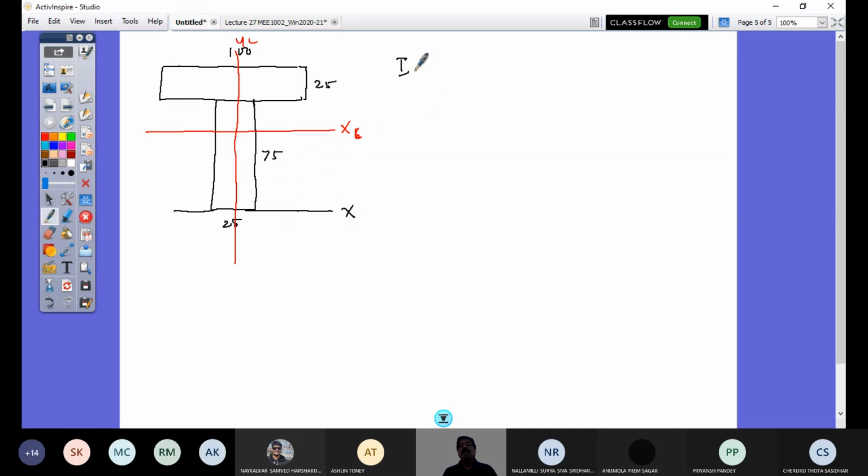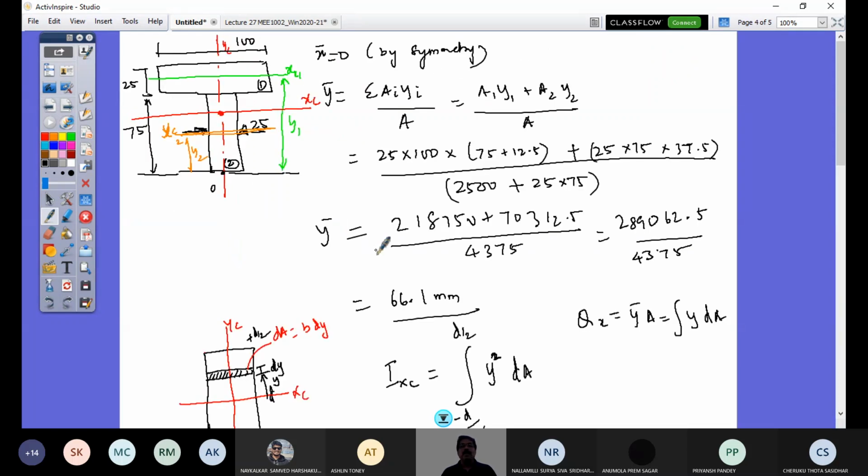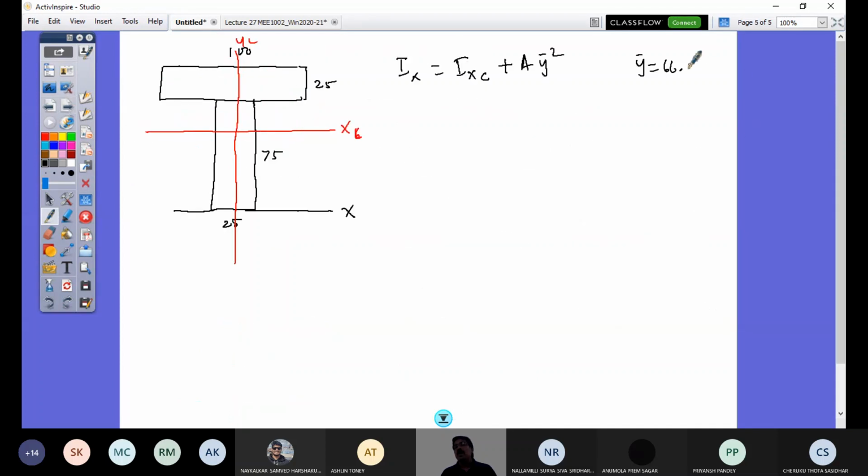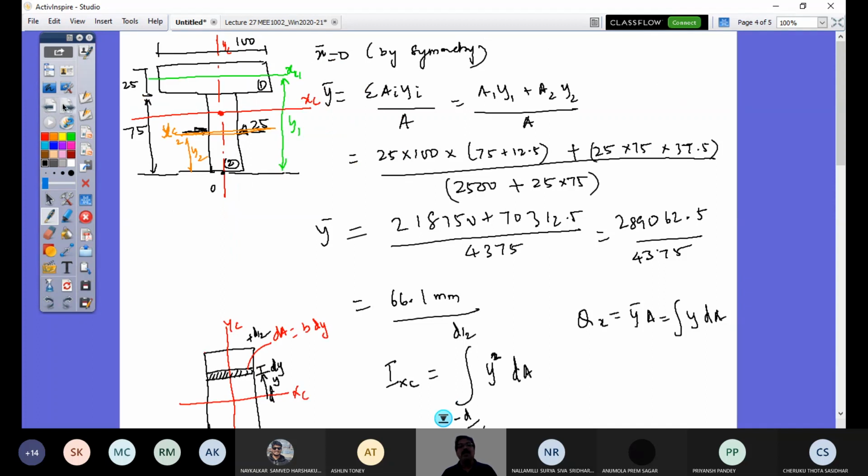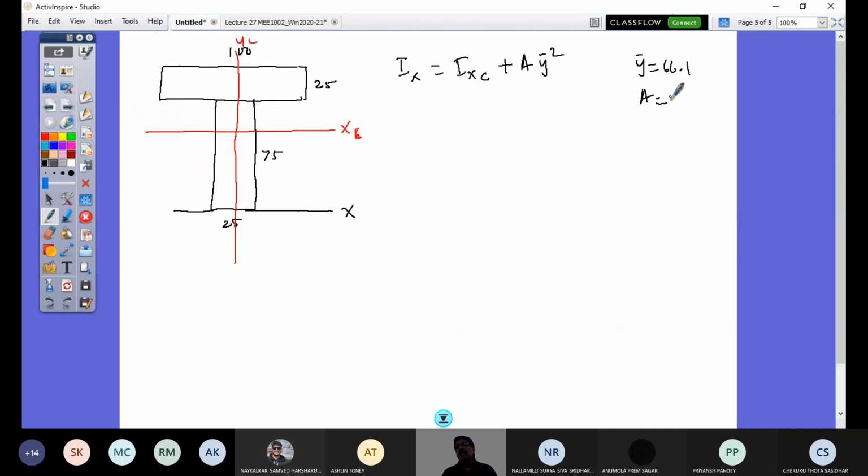So IX would be IXC plus area into this distance. This distance dy would be y bar square, right? This y bar we just found, what is the value we got? 66.1 mm is y bar. The total area I have just calculated, in the denominator, is 4375 cm square or mm square.